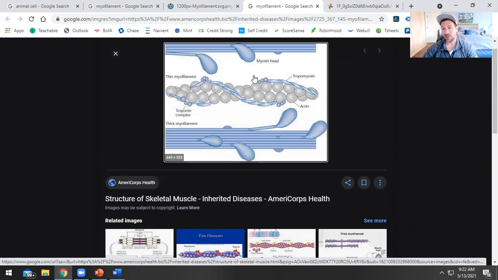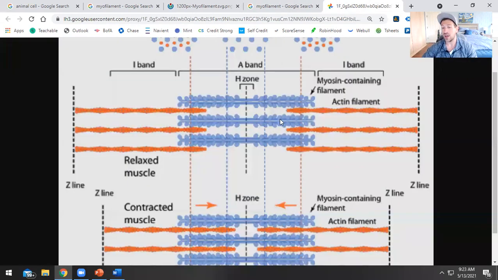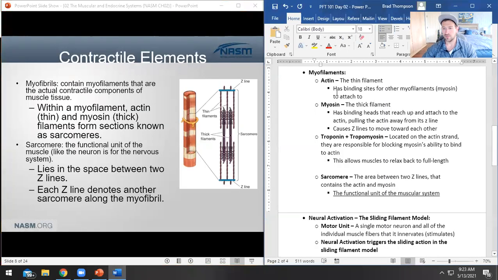When that happens, they are now bound together, and that's what basically wants to happen all the time. These myosin proteins really want to bind to the binding sites on the actin proteins. The thin filament is actin, the thick filament is myosin. Actin has binding sites for your other myofilaments to attach to, and myosin has binding heads that reach up and attach to the actin, pulling the actin away from what we call its Z line.